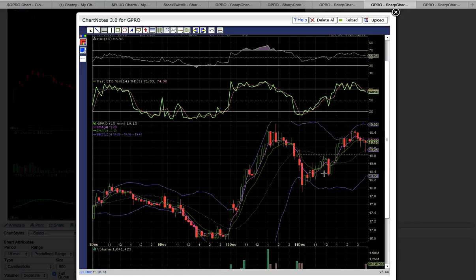on the 11th, and then GoPro was able to rally back and close above the middle Bollinger Band, and so that's going to be the key going forward on Monday: the middle Bollinger Band at 18.96 on the 15-minute chart.